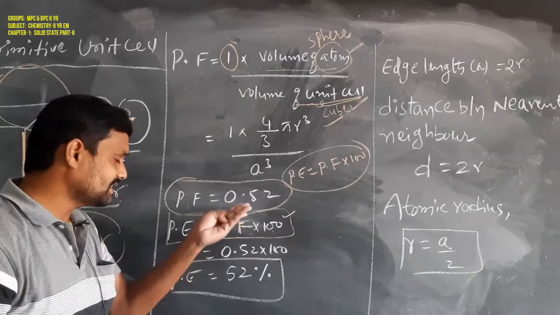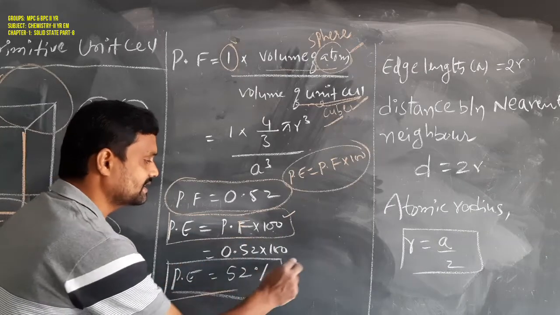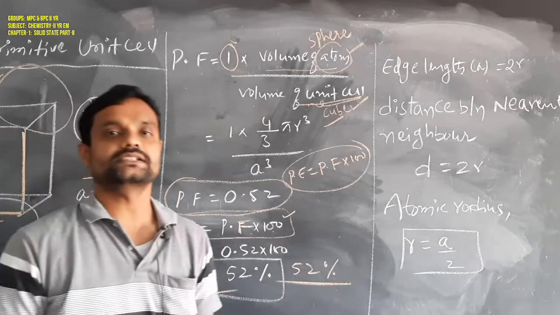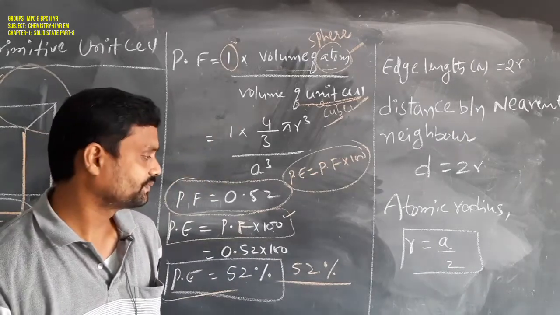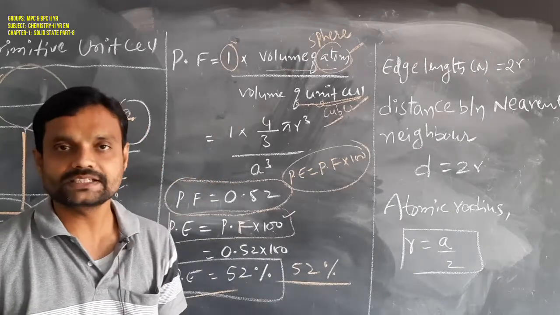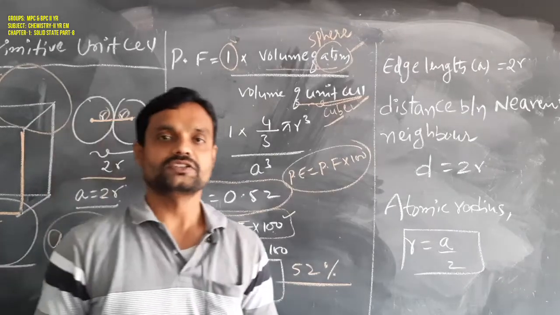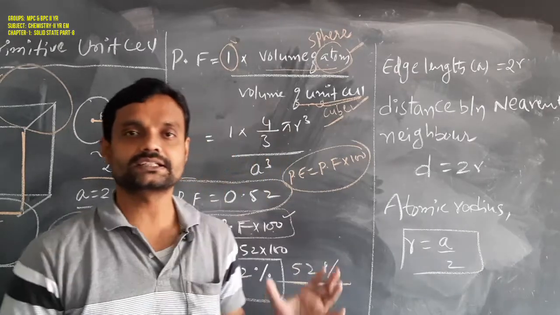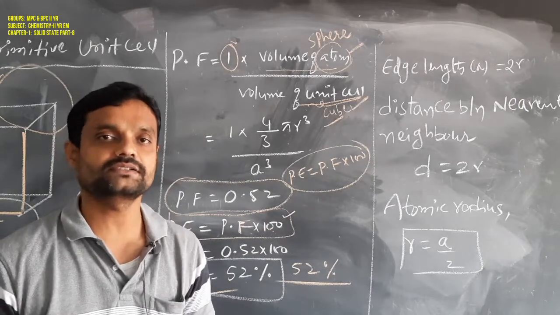So the packing fraction 0.52 multiplied by 100. Then the packing efficiency is nearly 52%. So this is the process used to get the packing efficiency of the simple or primitive unit cell. This is the mathematical operation that can be done. Then finally we get the packing efficiency for the simple or primitive unit cell.